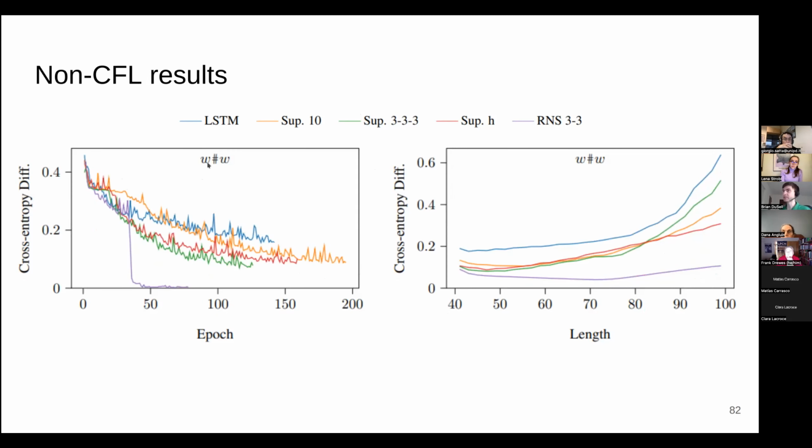Now our next language is w marker w. This is analogous to cross-serial dependencies in Bambara, where in this language, I don't speak this language, but there are 2 sequences of words, and they're separated by some morpheme. So this can be solved with 3 stacks, as I showed before. And in this case, only our model solves it.